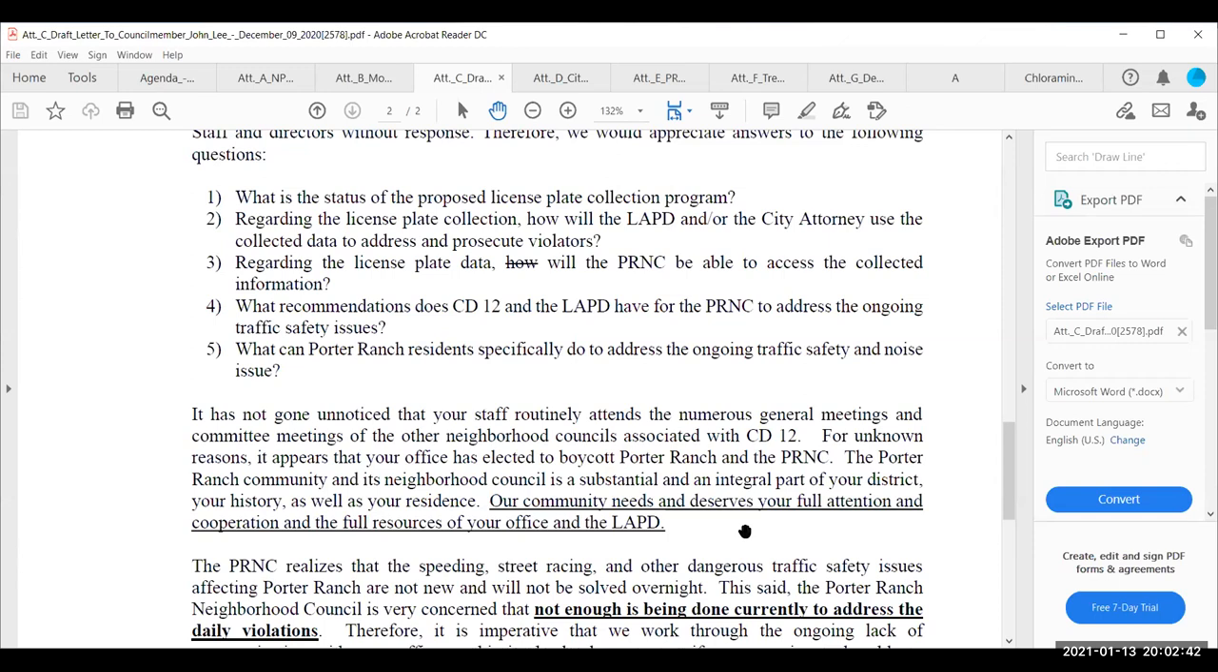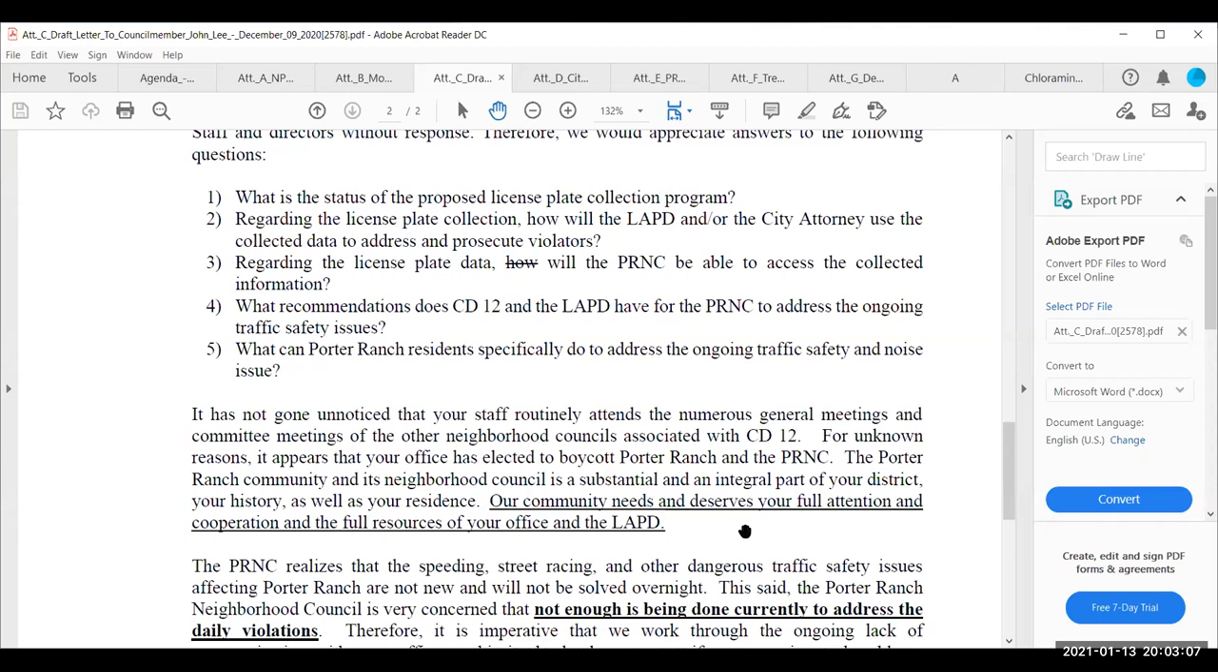Now, what I would be requesting is, if he's going to do something, and if LAPD is going to do something, they're going to get a squad car out there with a license plate reader. That's if they really want to do something. They're going to get a radar speedometer put out there with a camera on it to start tracking these people. That's if they want to do something about it.